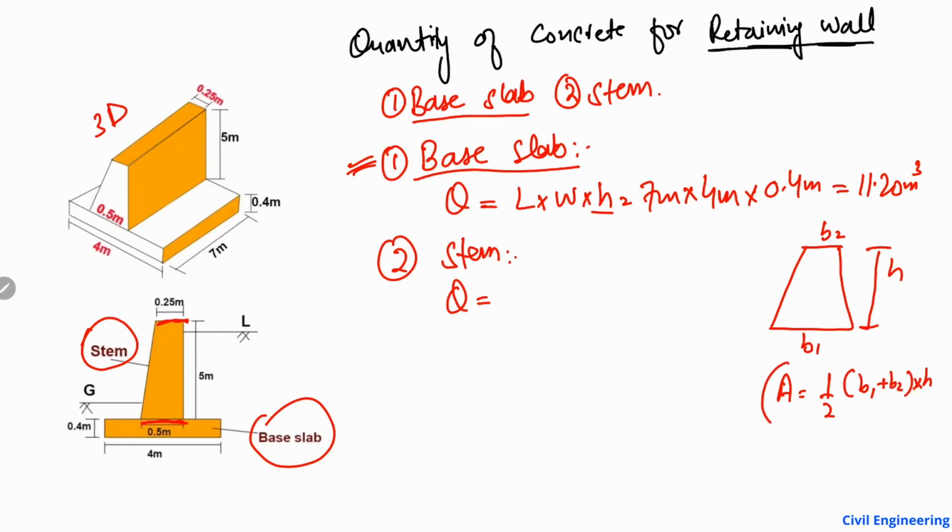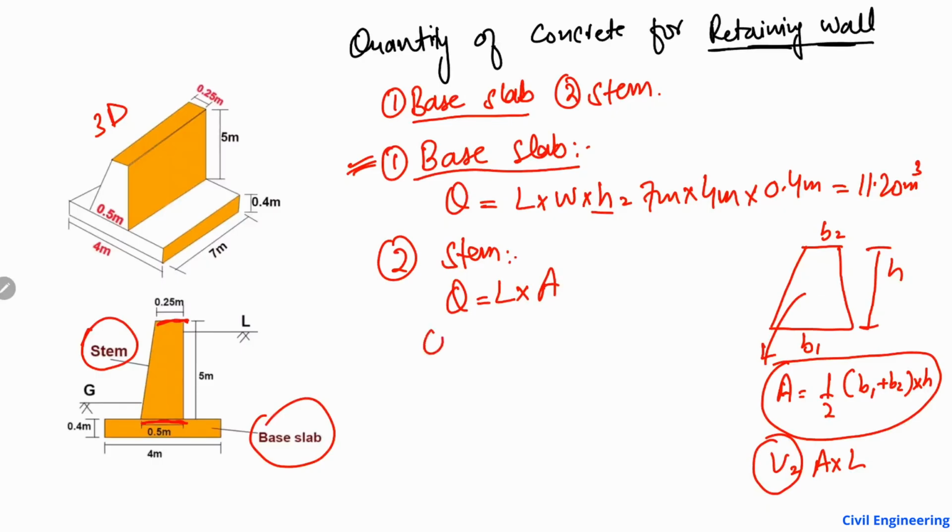In this way you can find the area of the trapezoid, and then we multiply this area with the length, so we will find the volume of the trapezoid. We will use this formula: Q will be equal to the length multiplied by the area. The area is half of B1 plus B2, into the height, because the height is also there.